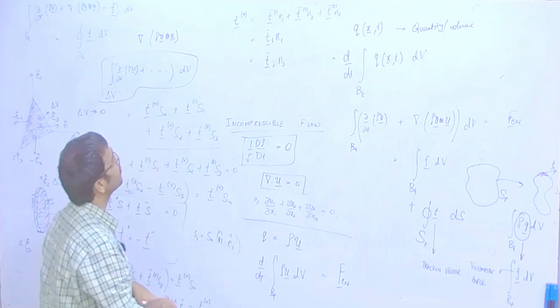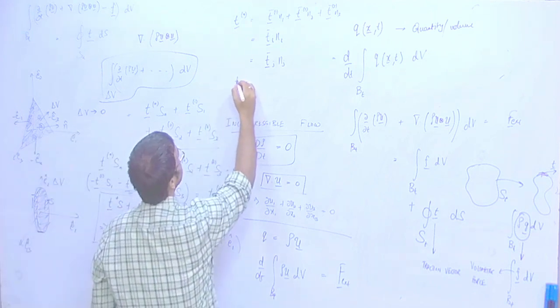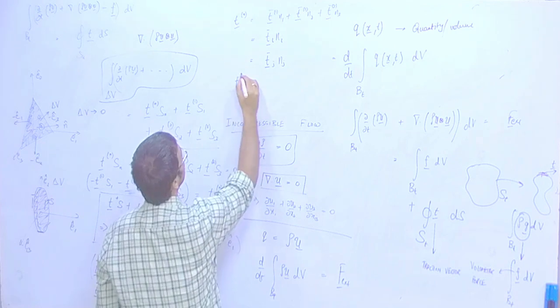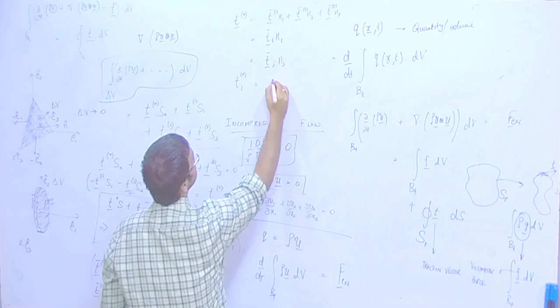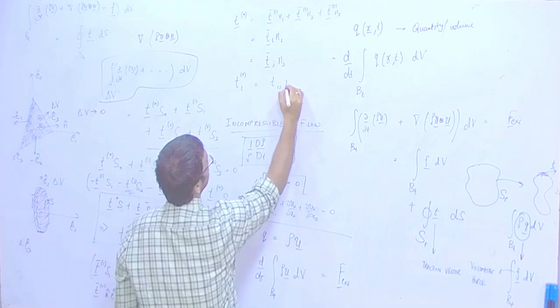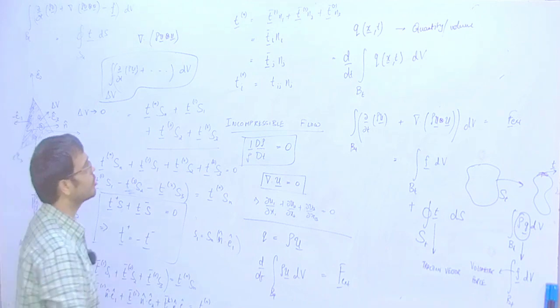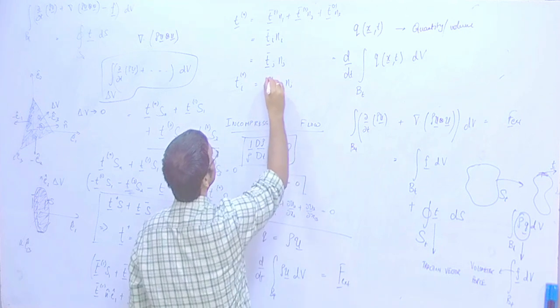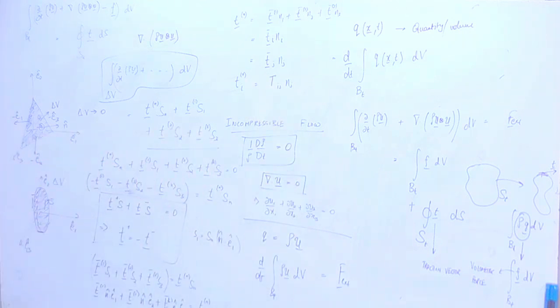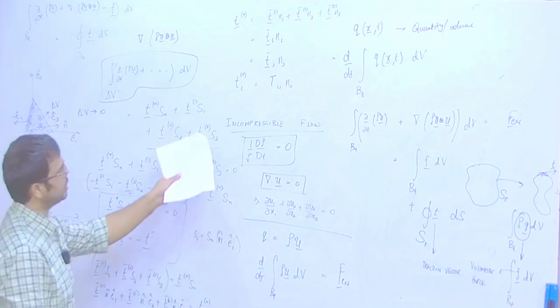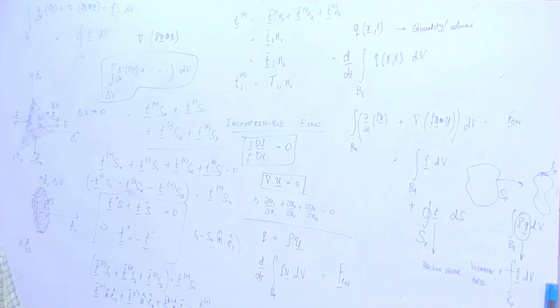So, in short, I can write the components of this traction vector as some T i j n j. I am going to replace this small t with a capital T. And now, for those of you who remember why we started all of this discussion, we will start to see why this is important.